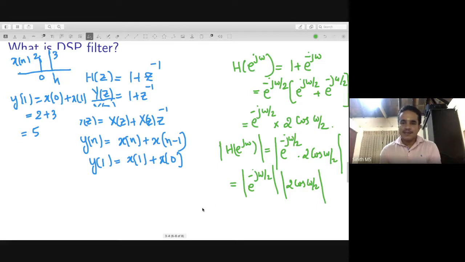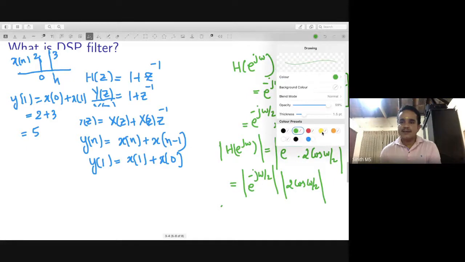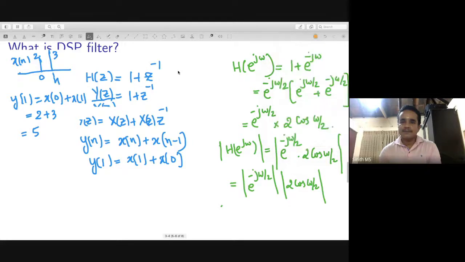Now what is the modulus of e^(jθ)? Consider the modulus of e^(jθ). It is the modulus of cos θ + j sin θ. What is this? Root of cos²θ + sin²θ, which is basically 1. So this becomes 1, and you can write it as 1 into the modulus of 2 cos(ω/2).